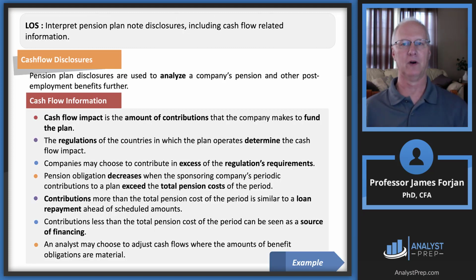How about the LOS on cash flow disclosures and maybe some other ones here? Pension plan disclosures are used to analyze a company's pension and other. Yes, of course, that makes perfect sense.